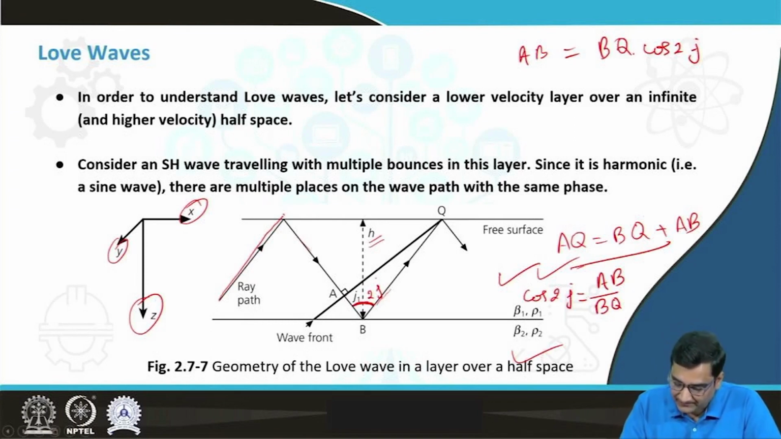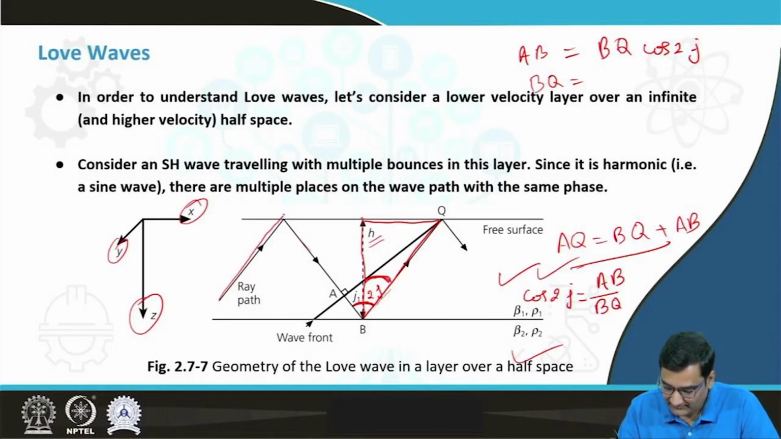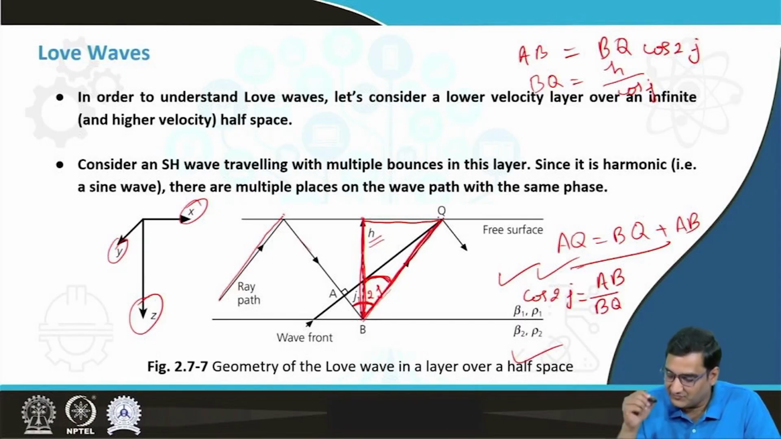Now similarly, you can write BQ. If you are considering this triangle, this angle is J. So you can write BQ is equal to H upon cos J, because cos J is H divided by BQ. So BQ is H upon cos J.